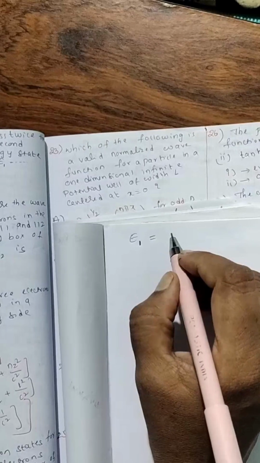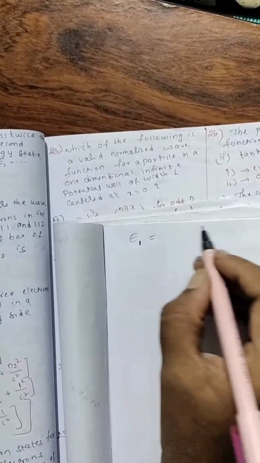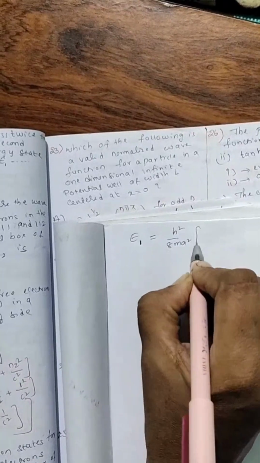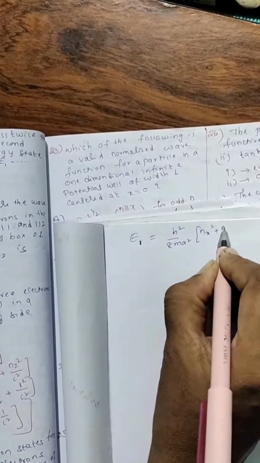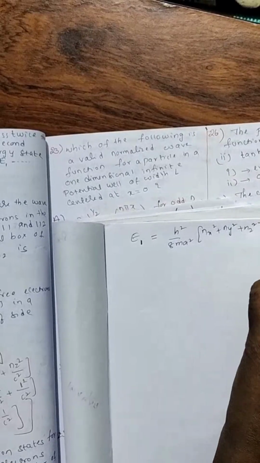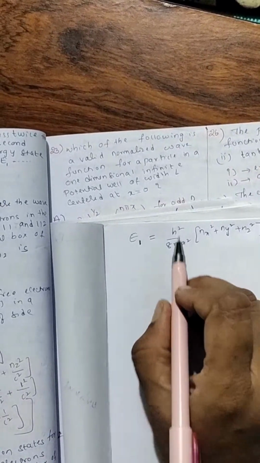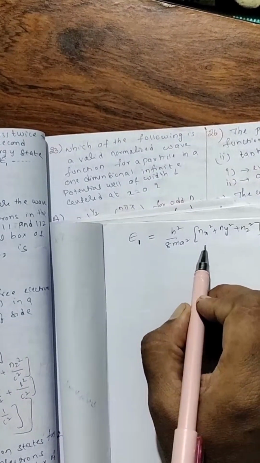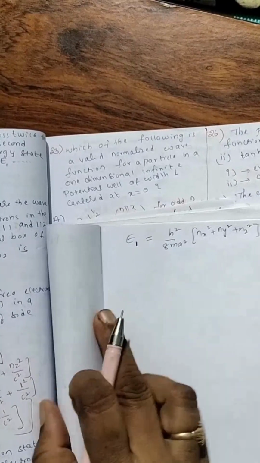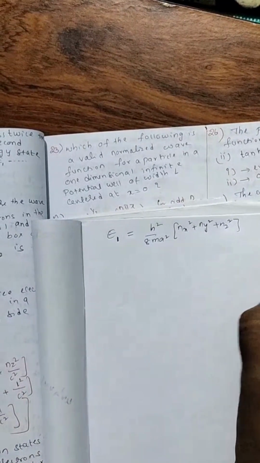Cubical box of side a. The formula is h square by 8m times nx square by a square plus ny square by b square plus nz square by c square. But here I'm taking a cubical box, so a equal to b equal to c.